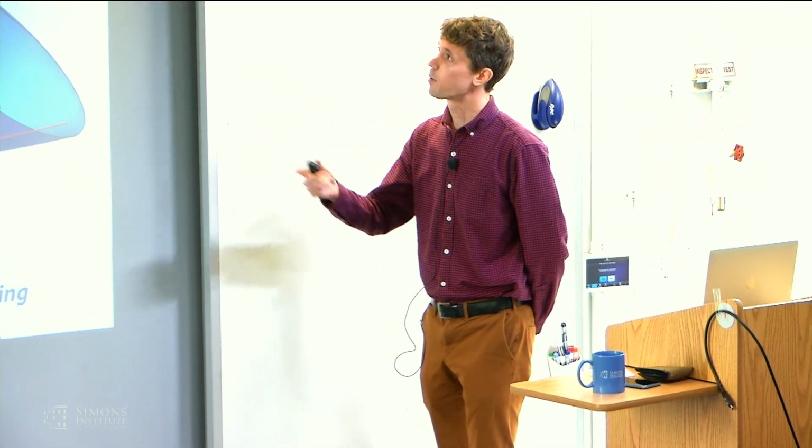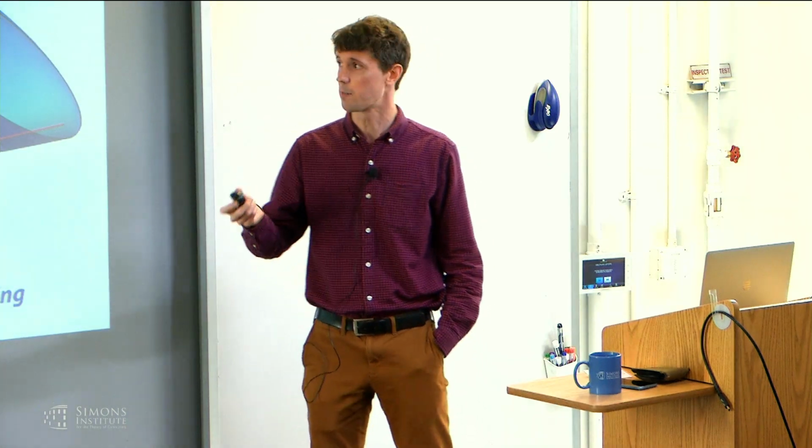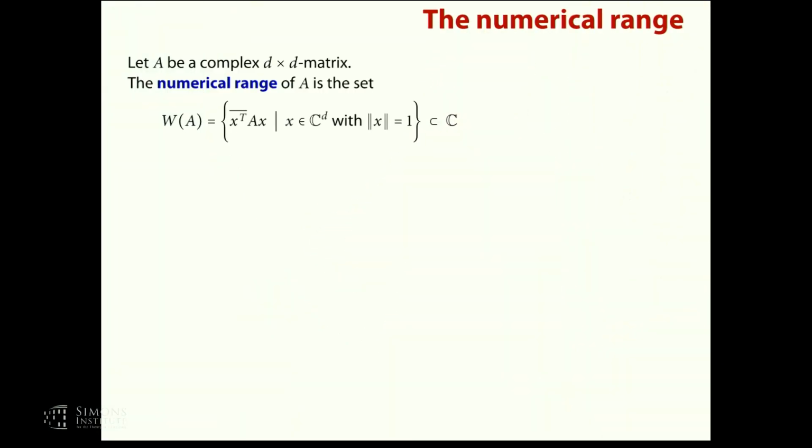Let me start with setting up what Kippenhahn's theorem is all about. It's about the numerical range of a complex matrix. I'm sure that many people are familiar with it, probably know much more about it than me. On the other hand, maybe some people haven't seen the definition at all. It's the simplest thing. You have a complex D by D matrix, and the numerical range is simply the set of all values that you get from A by treating it like a Hermitian form. So you do x star AX, and you run over all vectors of length 1. This gives you a subset of the complex plane, and that's the numerical range of this matrix.